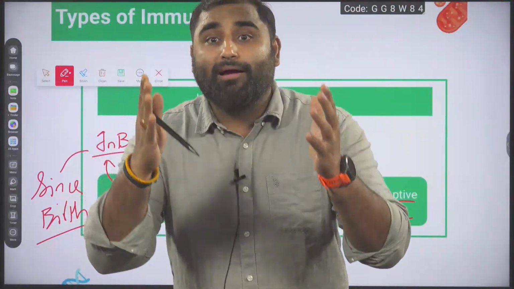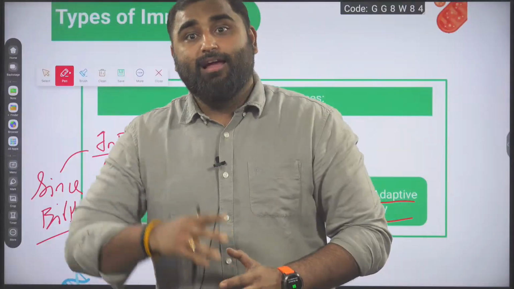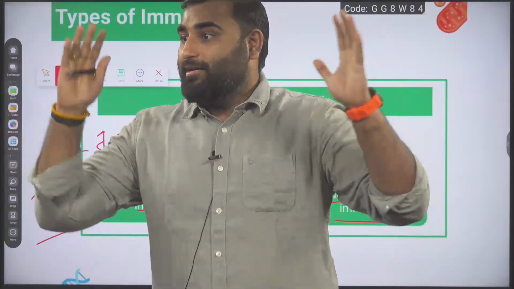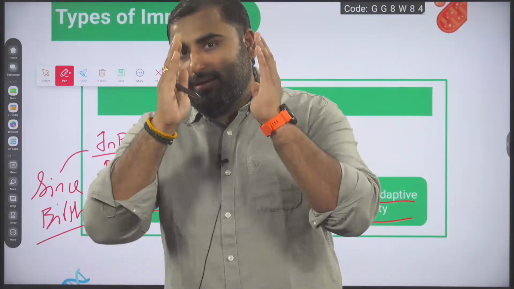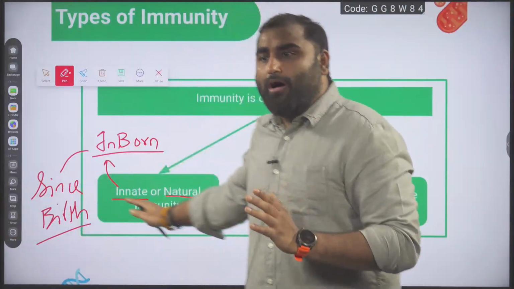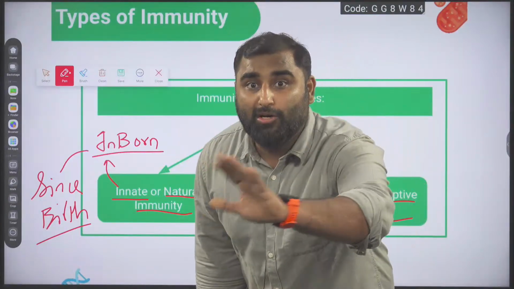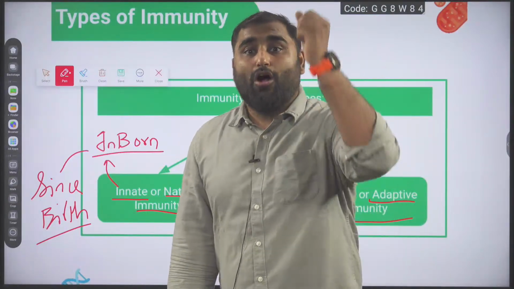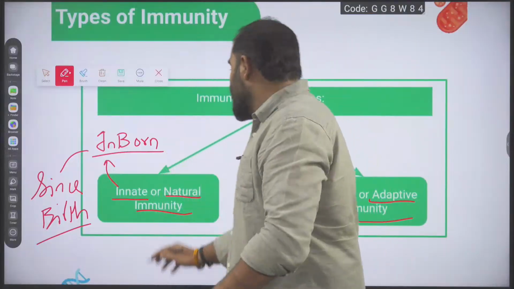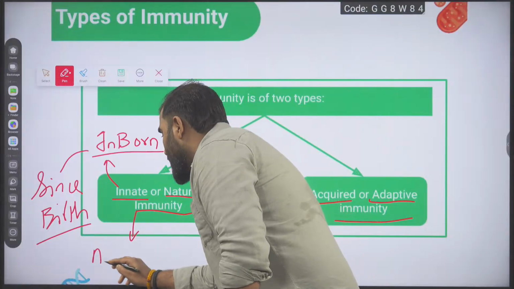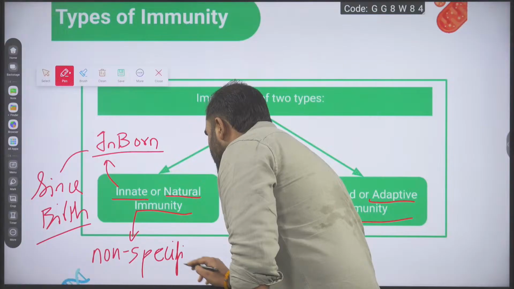How? You learned how to ride the bicycle and you mastered it. So without hands also, you are able to ride now. Same is your immunity. When you are born, you have a basic immunity. Your immunity doesn't know any foreign bodies. It has not seen any foreign bodies. So it will give a non-specific response. What response will it give? Non-specific response.